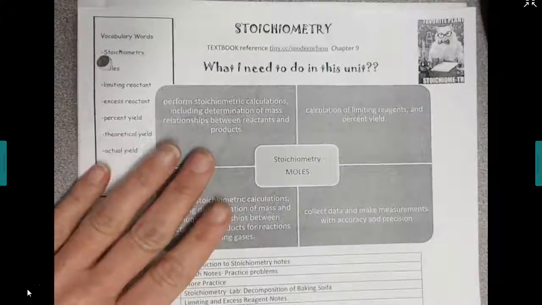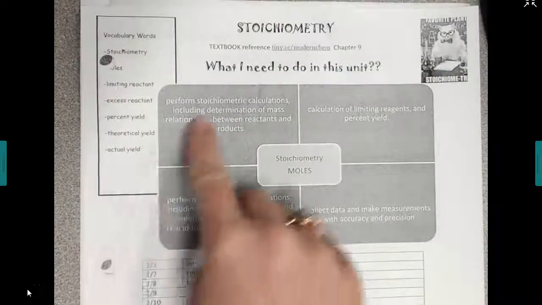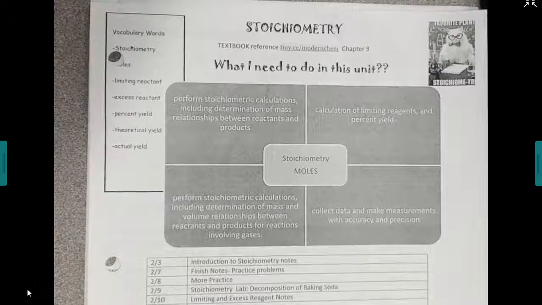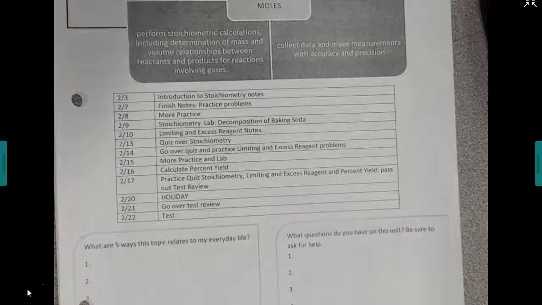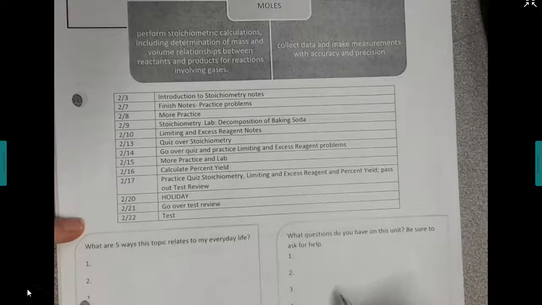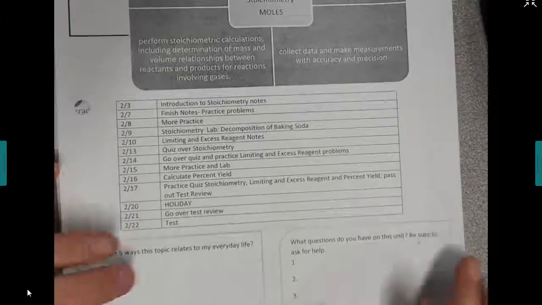And then we also have this sheet that tells me my vocabulary words, what I need to know in this unit, the timeline for when you're going to use it, and at the bottom here, 5 ways this topic relates to my everyday life. That is going to be a grade, so please make sure that you start paying attention to how this relates to your everyday life. And if you have any questions, please be sure to write them down here so you can ask me.